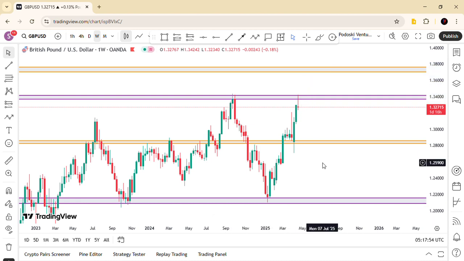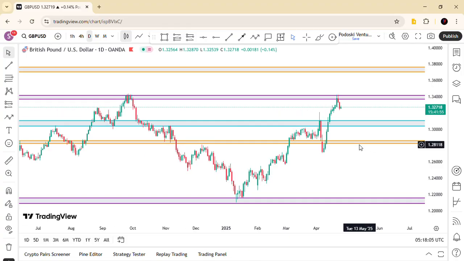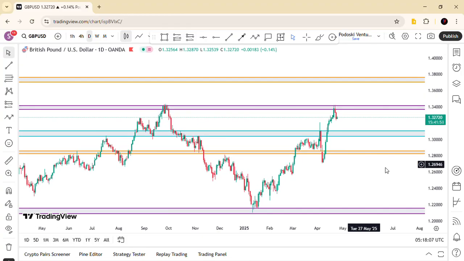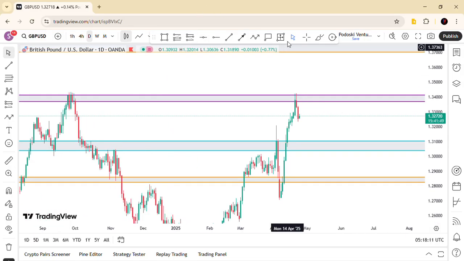Here we are on the weekly, and we are just seeing rejections at the zone. So let's go to the other time frames and see how we can prepare. Okay, this looks nice. Yeah, so here we are on the daily time frame.